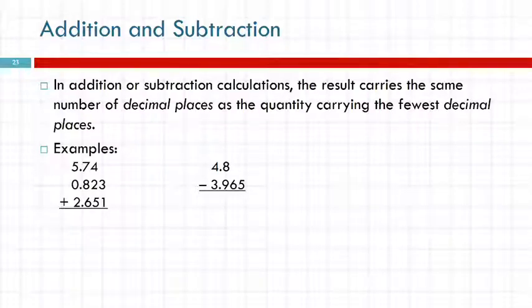Adding and subtracting is a different type of operation, and so it requires different rules. So here we're looking at the number of decimal places. So the result carries the same number of decimal places as the quantity carrying the fewest decimal places. So multiplying and dividing, we're looking at number of sig figs. Here we're looking at number of decimal places.